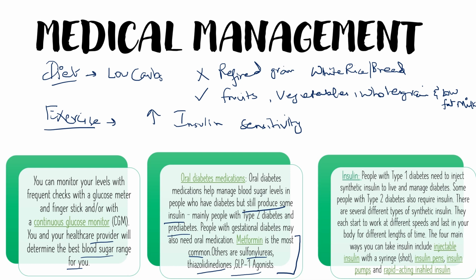People with type 1 diabetes or insulin dependent diabetes have to have insulin. There's no other option for them. But some people with type 2 diabetes also require insulin. And there are several different types of synthetic insulin, and they start to work at different speeds. They last in your body for different lengths of time. For example, the injectable insulin that can be rapid, short acting, and long acting.